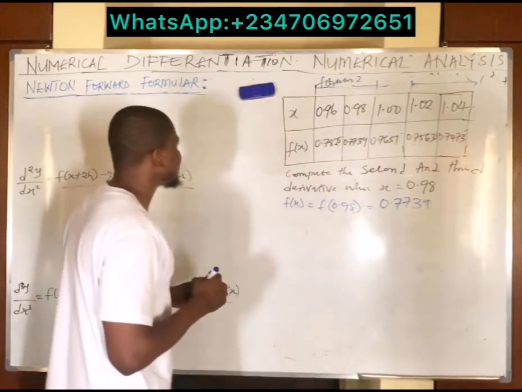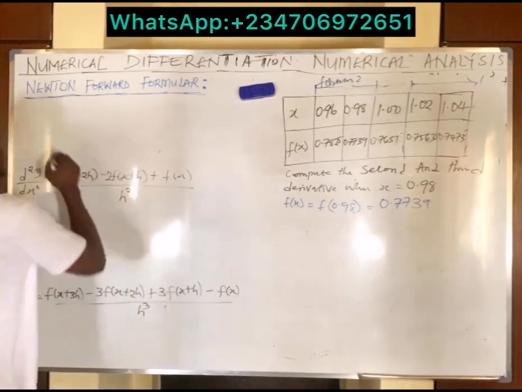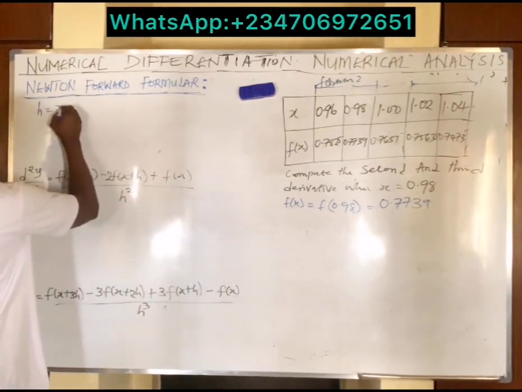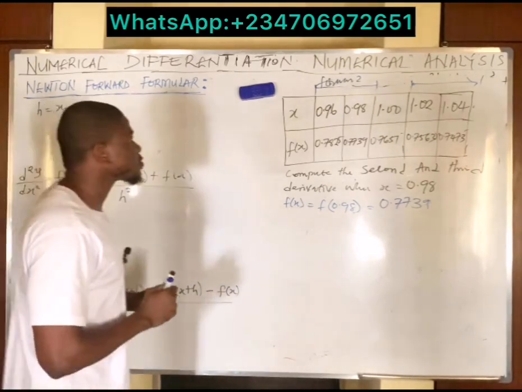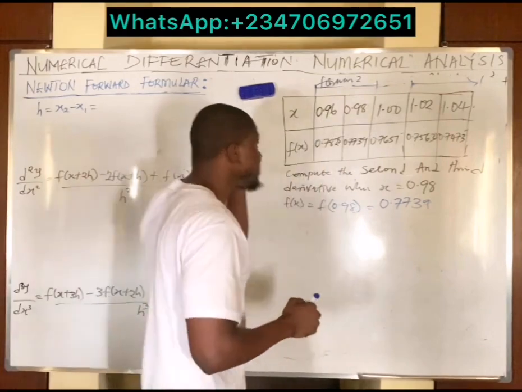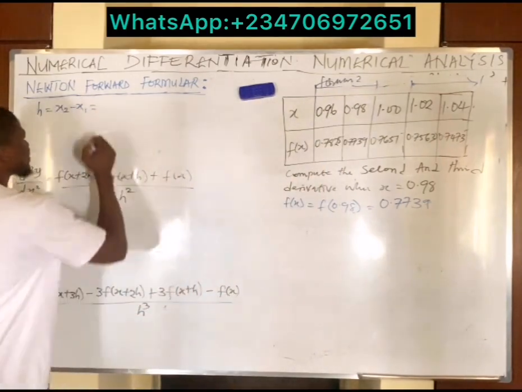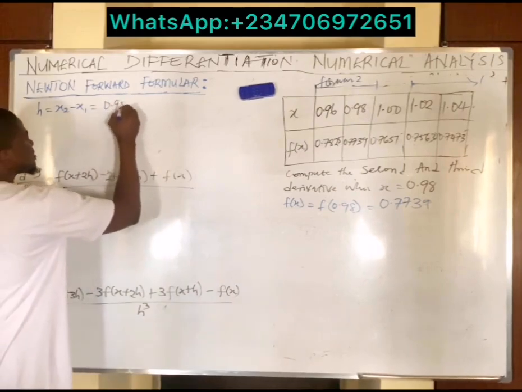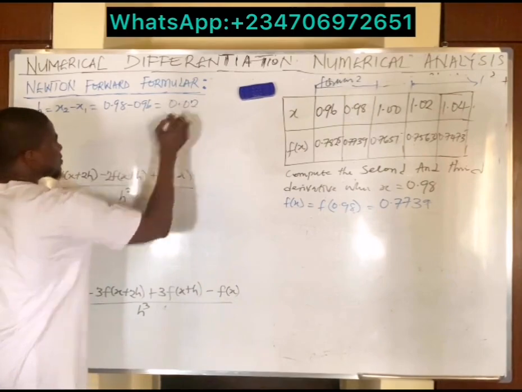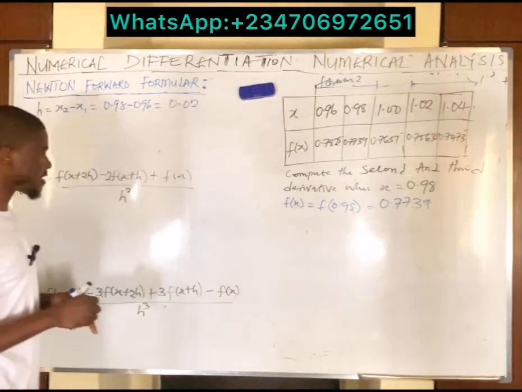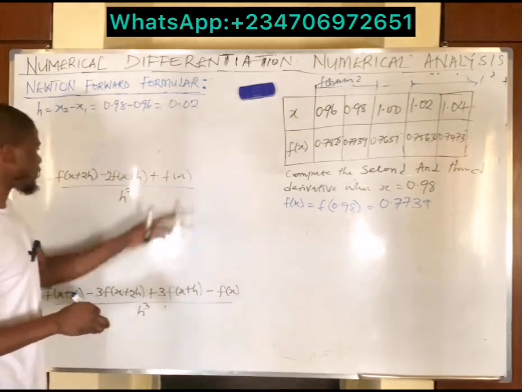Mind you, we need to find the interval. So interval h is actually x2 minus x1, and that's going to be equal to x2, which is 0.98, minus x1, which is 0.96. So you have 0.98 minus 0.96. That gives us about 0.02. So 0.02 becomes our interval. Okay, so we have f of x.